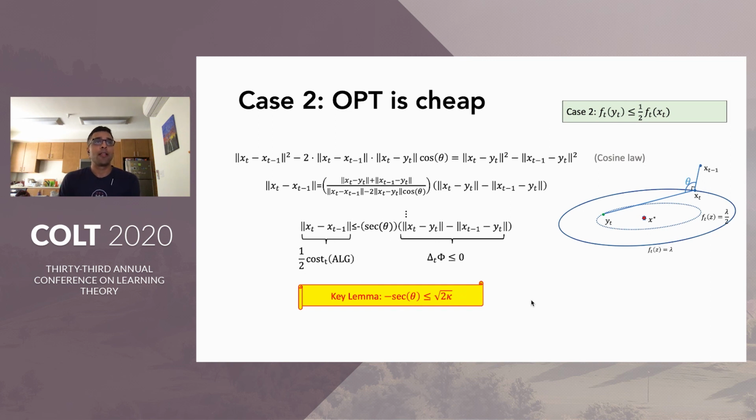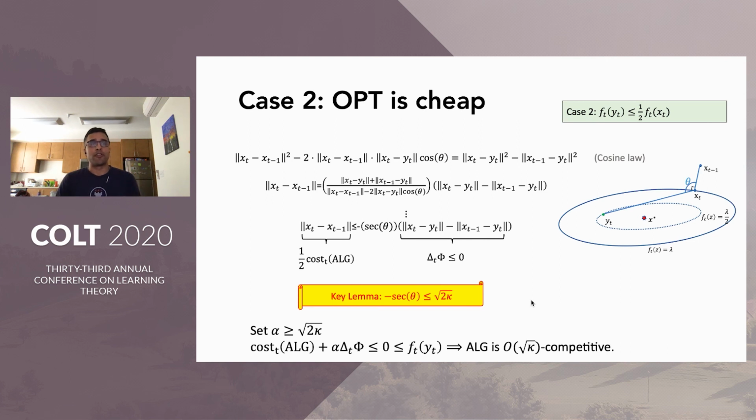We show that this angle, in some sense, cannot be too small for well-conditioned functions. In particular, if your function is kappa well-conditioned, we can bound negative secant of theta to be at most 2 times square root of 2 kappa. If we choose alpha to be at least square root of 2 kappa, then what we show is that the cost of the algorithm is paid for by the decrease in potential. And this in turn implies that the algorithm is square root kappa competitive.